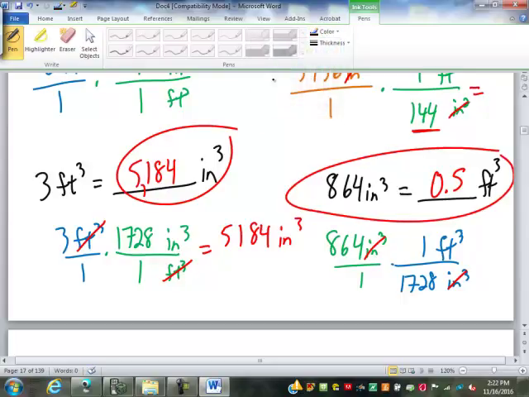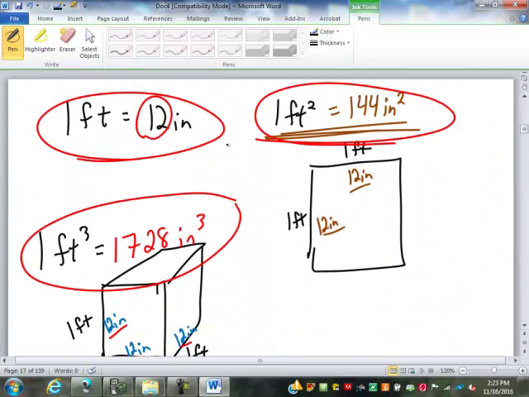So again, those happen often enough that you should be familiar with them. So keep those numbers handy somewhere. That 1 square foot is 144 square inches. 1 cubic foot is 1,728 cubic inches.